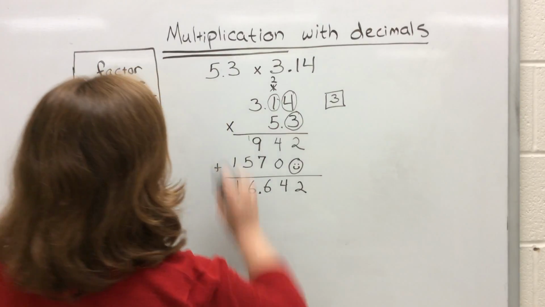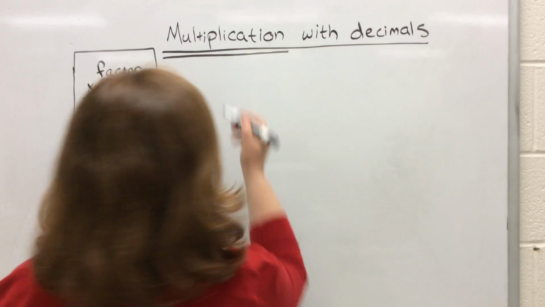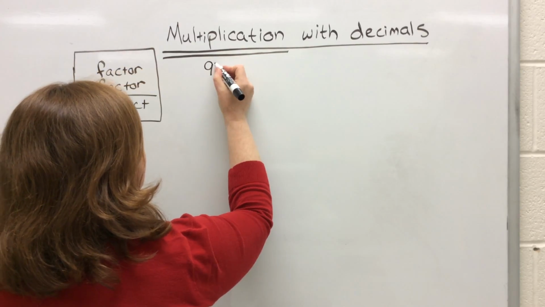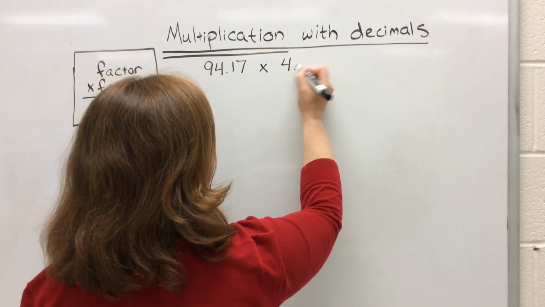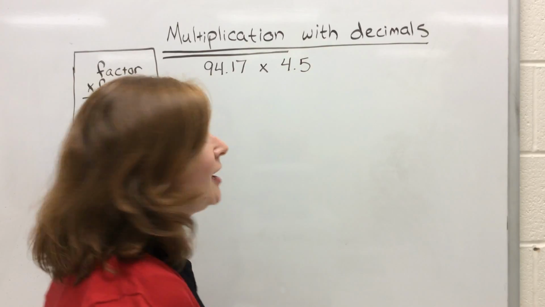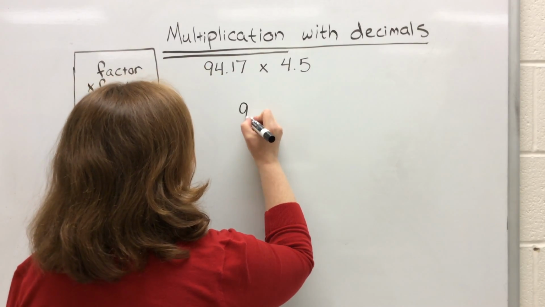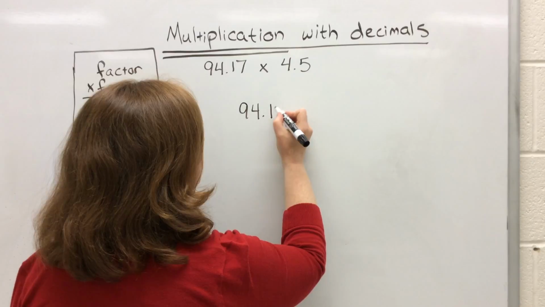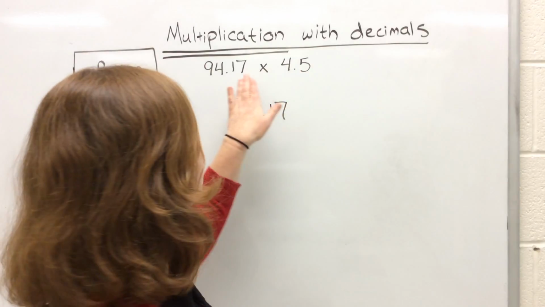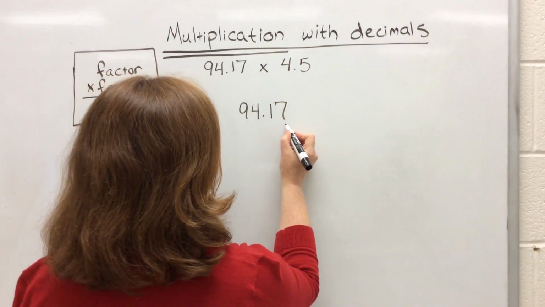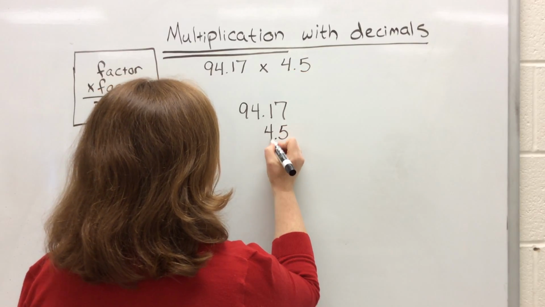We'll do one more problem. The next problem is 94.17 times 4.5. I'm going to use my factor with the most digits to put on top, and that is 94.17. I'm going to line this up using the digits that are all the way to the right. So this 5 goes below the 7, there's a decimal there, and the 4 comes below the next digit.